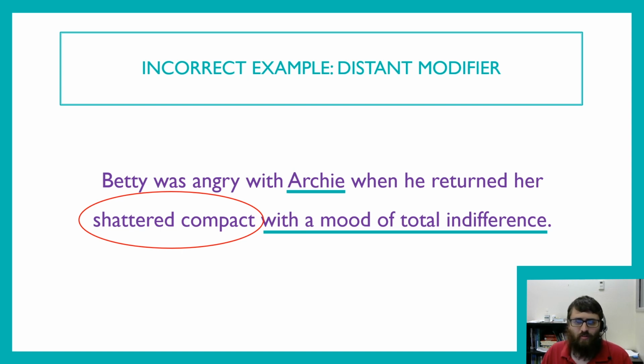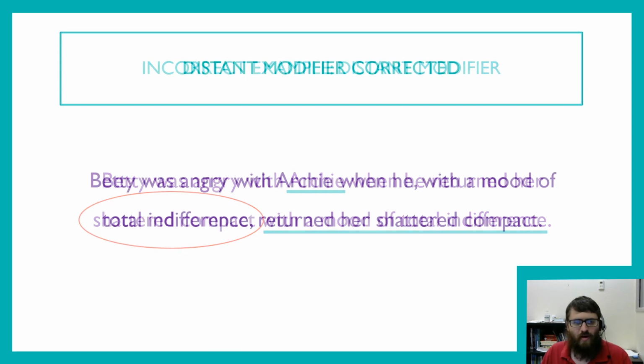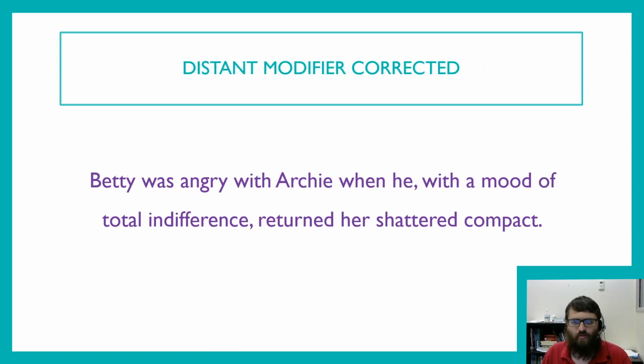Now, how do we fix this? You have a couple of options. One is to insert the modifier with a total mood of indifference as a subordinate clause earlier in the sentence, closer to the subject that needs to be modified, which in this case is Archie. So doing that, we could rephrase that as, Betty was angry at Archie when he, with a mood of total indifference, returned her shattered compact.